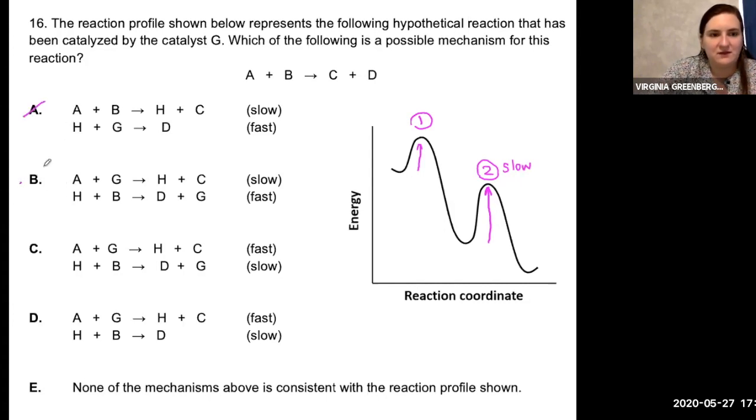So just from that, we can eliminate some of the answer choices. And so now we need to figure out which would match the information given above. So something they do tell us here is that we have a catalyst in our reaction, catalyst G. And so for G to be a catalyst, it needs to be used and then remade.